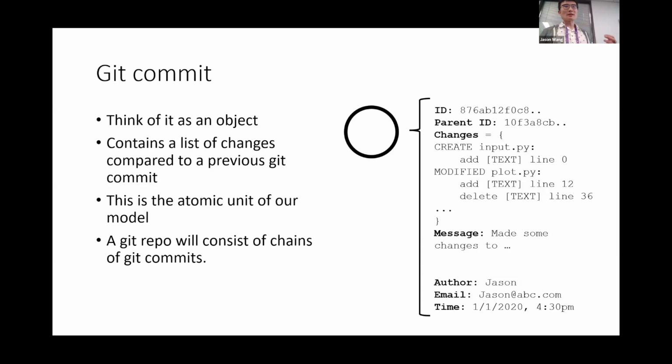So it has all of these things, and this is the atomic unit of our model. We're not going to try to subdivide this Git commit into other things. The actual underlying model does, in confusing ways that we're not going to go into. This is the indivisible thing. We make a single Git commit, and a Git repo basically consists of a chain of Git commits. You make a bunch of different commits to the repo, and that ends up as the current state of your repository.